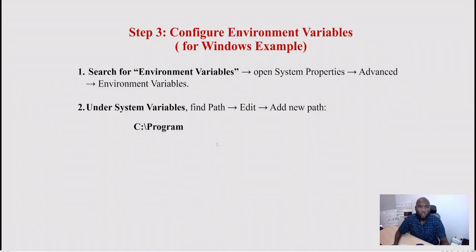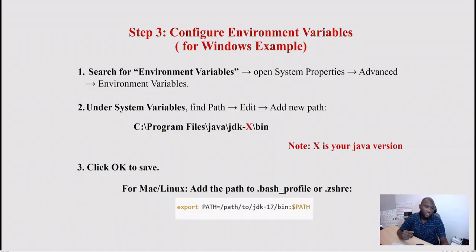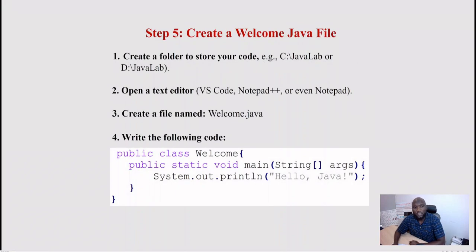Basically on Windows, after you install the JDK, it will go in Program Files, Java, JDK, where X is your Java version, as you can see here, and you save it. In Linux, similarly, you can find it on this path, which is usually for Mac or Linux systems. After the installation, you have to check if the JDK installation is correct, as you can see with java -version or javac, and you can see exactly.